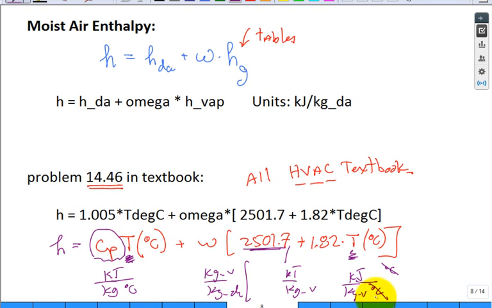I tried to explain this before. I get a lot of questions about these types of things. It's all about where you start your energy reference. For this equation, if I put in a temperature of 0 degrees C, what is my mixture enthalpy? There is some crazy value in the vapor term, but from the perspective of the air, it's 0.